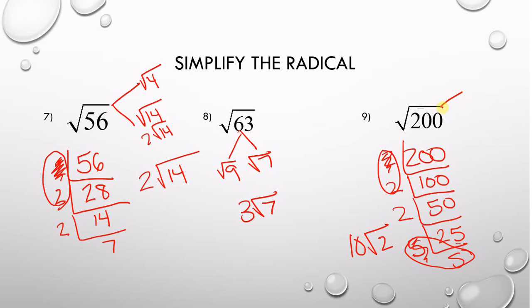Or, another way, you could have taken out the square root of 100 and the square root of 2. That would be the biggest number you could take out. So either method will work. Whichever one works best for you, do that. I'm not going to make you do one way over the other.